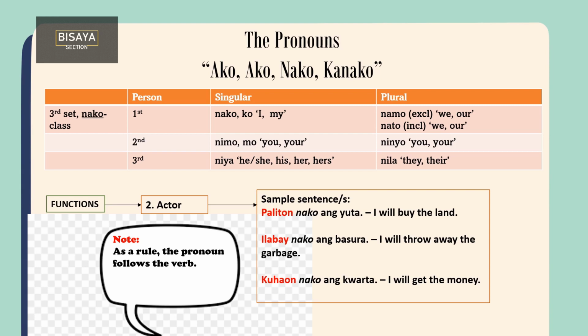Like this, paliton nako ang yuta. Paliton is a verb for buy, and nako here is the actor in the sentence, and then it means I will buy the land. Also, ilabay nako ang basura. Ilabay is throw. I will throw away the garbage. And kuhaon nako ang kwarta. Kuhaon is get. So I will get the money.